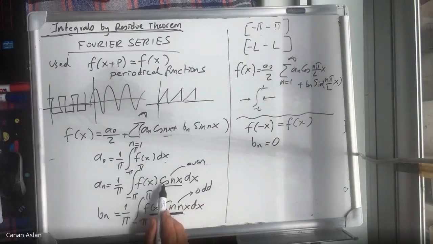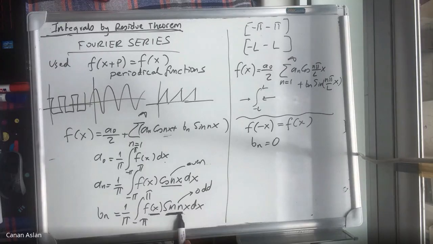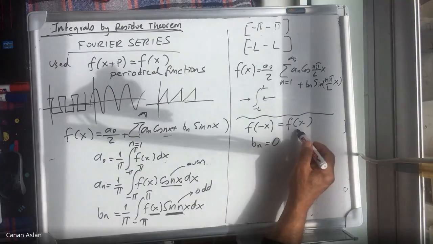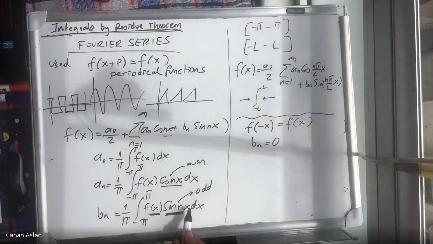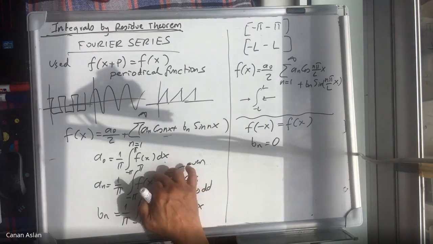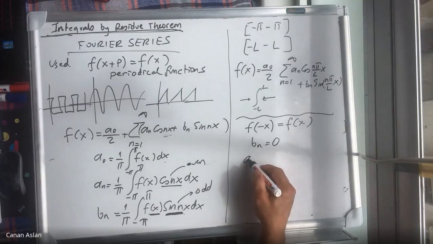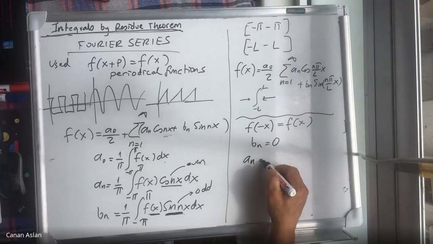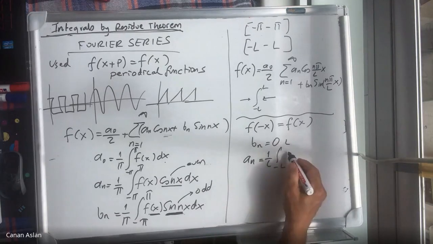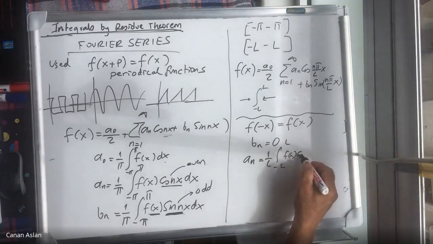That's why sine is an odd function, but cosine is an even function. Now, as you see, f of x is multiplying these even and odd functions. If f of x is even, then even times odd is going to be odd, but even times even will be just even. That's why for even functions, bn includes the odd function, so it will be 0, but an will not be 0. So in this case, an will be the integral from minus L to L of f of x times cosine dx.